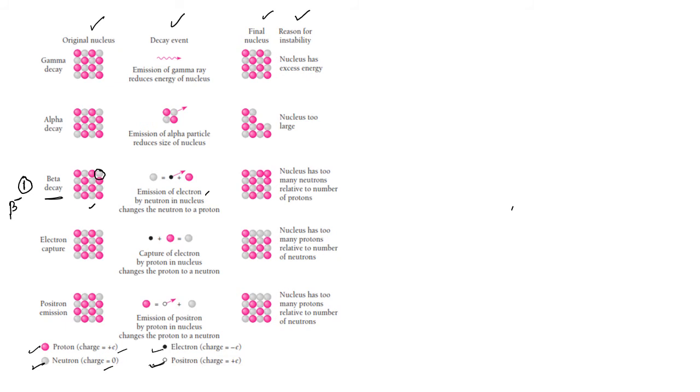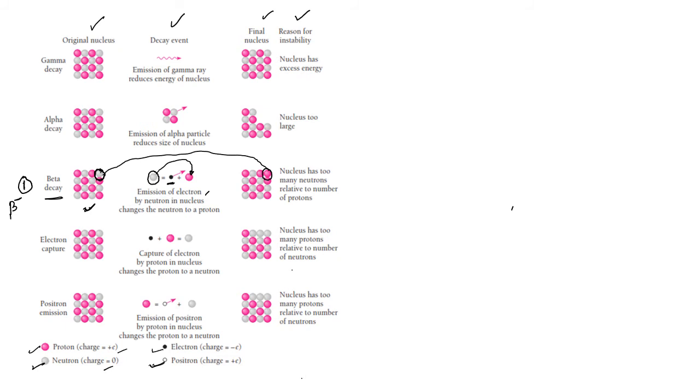This circle is a positron. The positron is the antiparticle of the electron. Here we can see that a neutron of my original nucleus is getting transformed into a proton, and the electron is getting out in that process. So in this nucleus, one neutron is getting transformed into one proton.